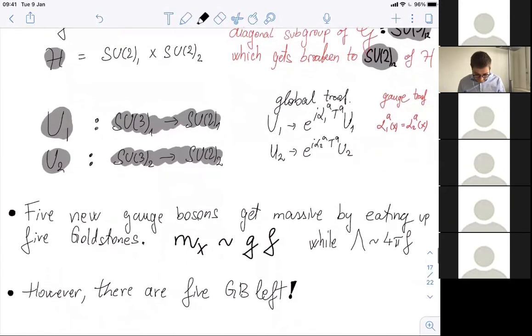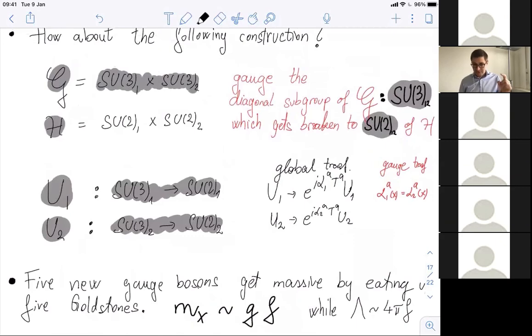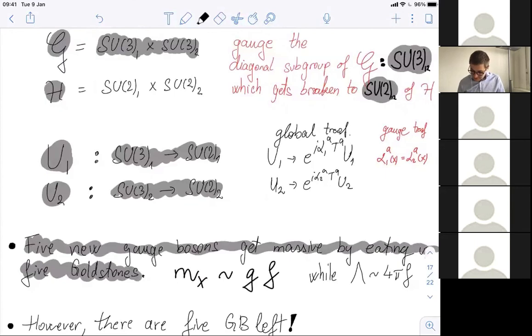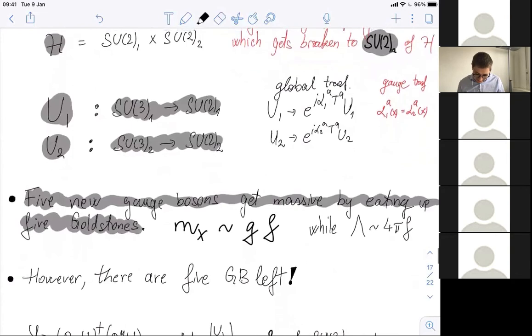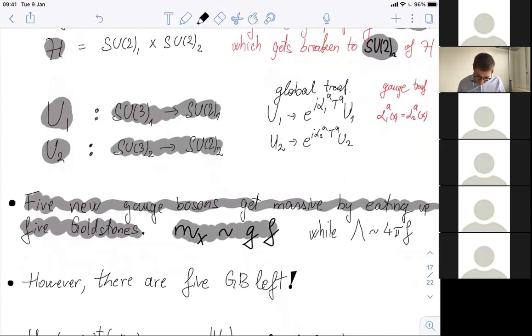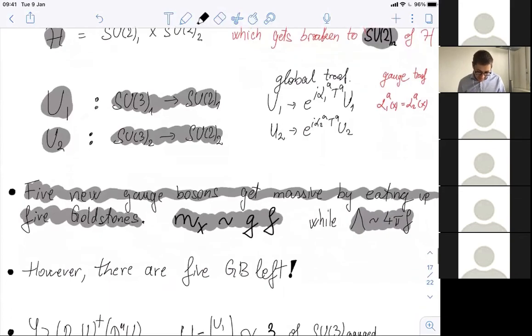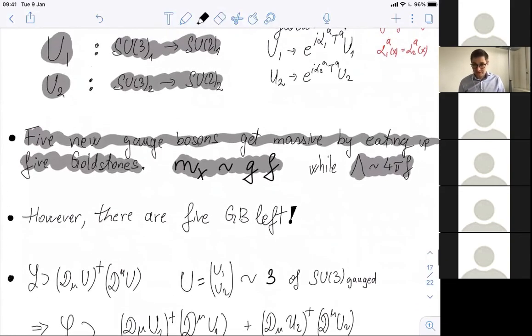Now, we have the SU3 gauge group broken down to SU2. SU2 will have the Ws, but we will have five gauge bosons that will become massive. And these five gauge bosons will eat five Goldstones. So five new gauge bosons get massive by eating five Goldstones. Nonetheless, we have five Goldstones left. And these Goldstones that are left could play the role of the Higgs. The mass of this gauge boson is g times F, and the strong dynamics scale is usually 4 pi F.